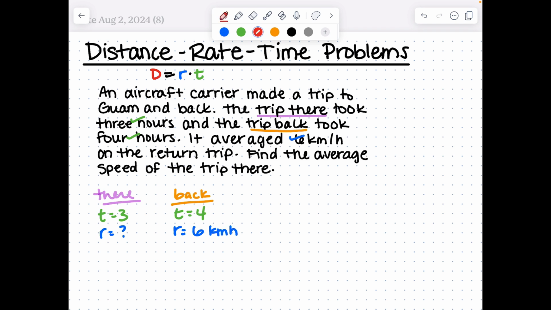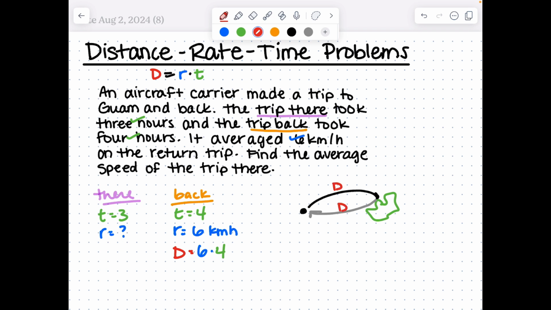So when we look at our distance equaling rate times time, 6 times 4. Now, we could solve that and we know the distance is 24. We don't actually need to know that the distance is 24 though, because this aircraft carrier is making the trip to the island, and then it's making the trip back, right? That distance is exactly the same. It's all the same distance.